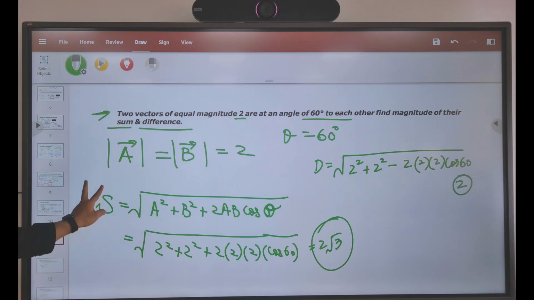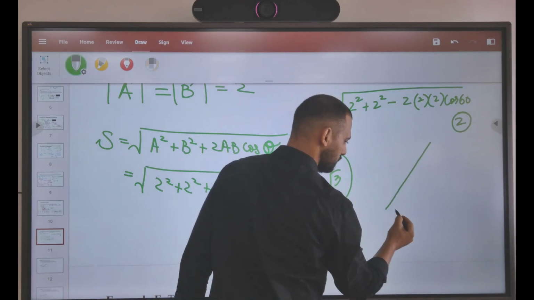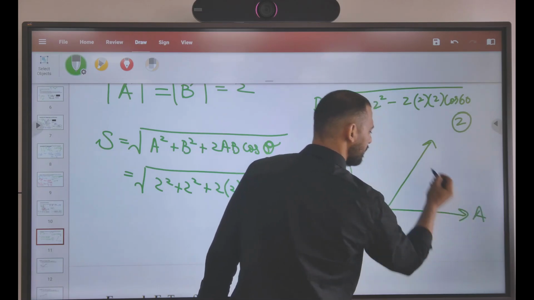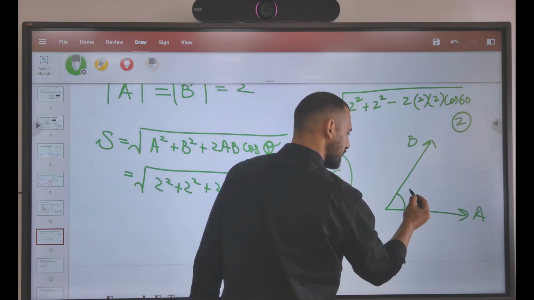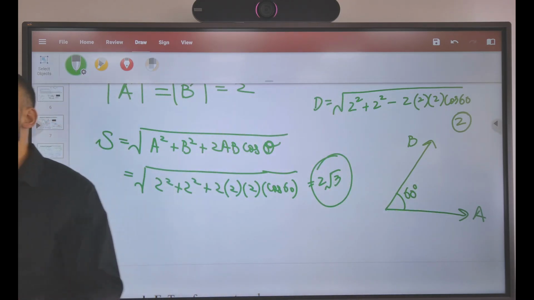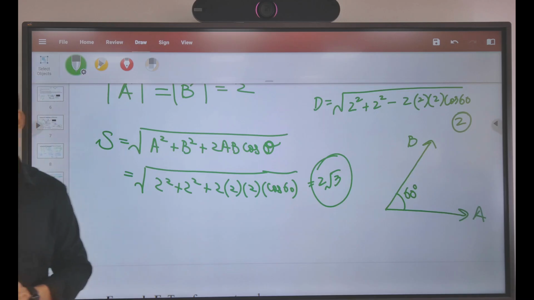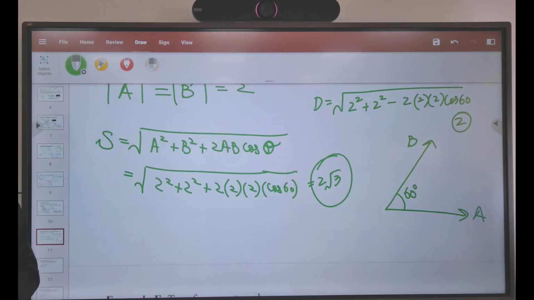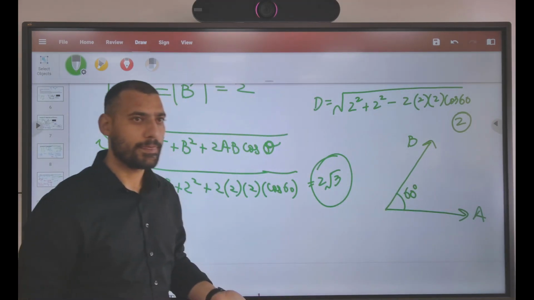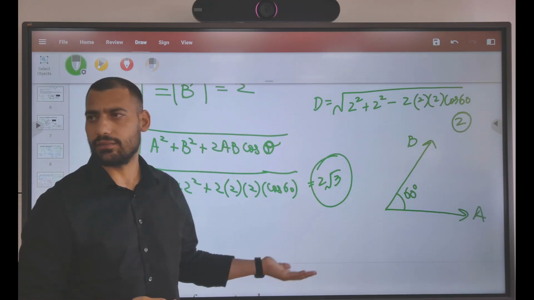So I will draw the two vectors. Are these two vectors? If this is A and if this is B, if this angle is 60, can you tell me in which direction will be their resultant? Yeah, somewhere in between, right? Because the triangle law also speaks about the same thing. Or you can form the parallelogram.